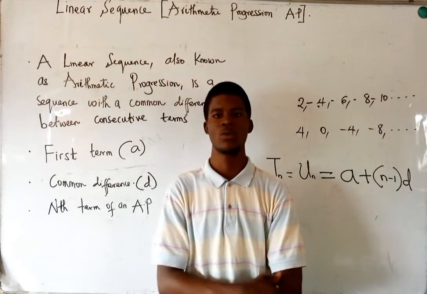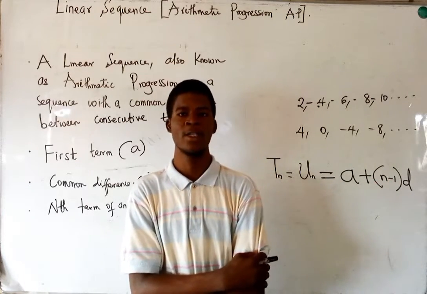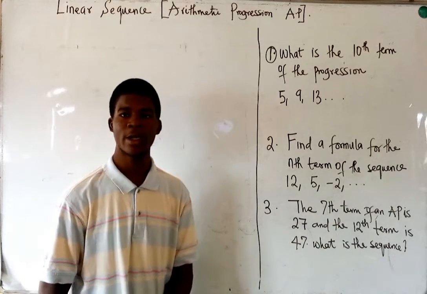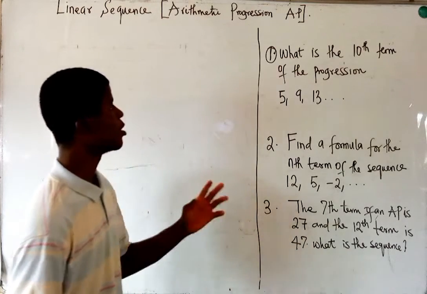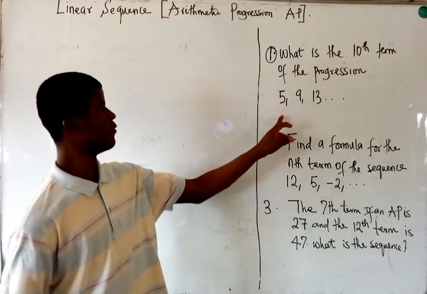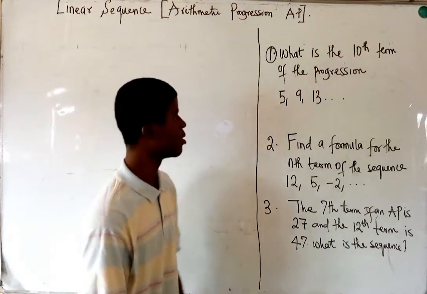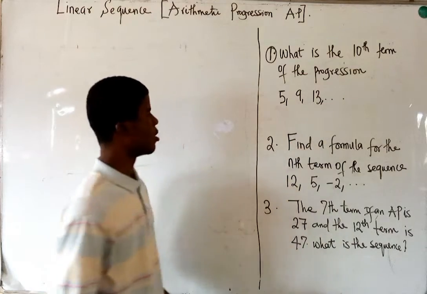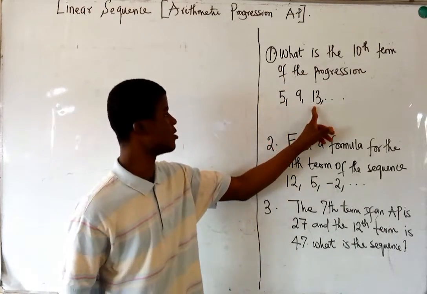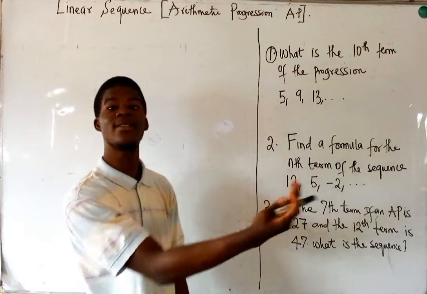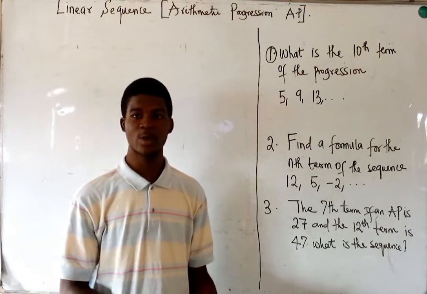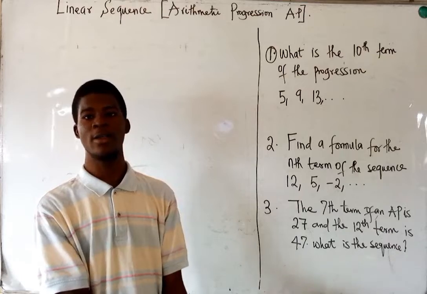So on this note, we are going straight to solve example 1. The first question under this AP talk goes this way. What is the 10th term of the progression 5, 9, 13, like that? Here's the sequence: 5, 9, 13, and the terms continue that way. That's what this sign means. It's an infinite sequence, yes, a sequence whose terms do not end.